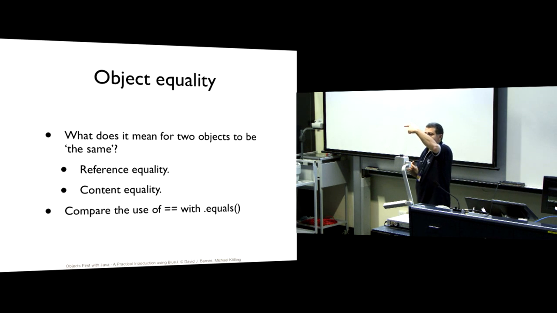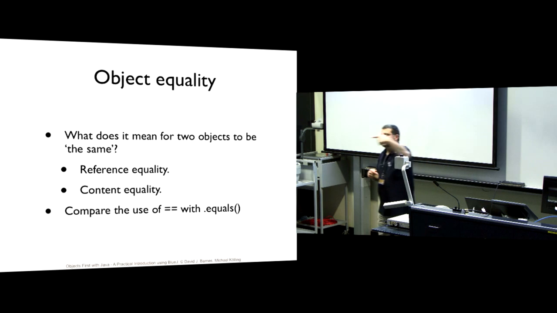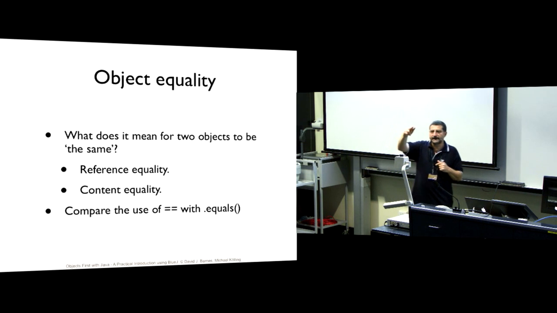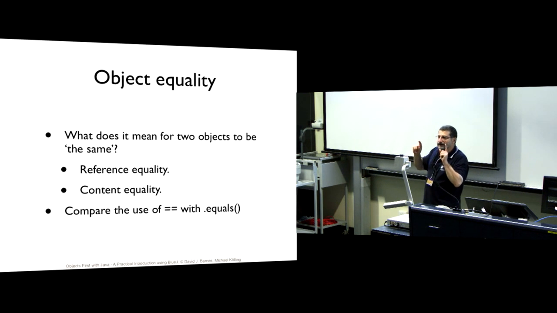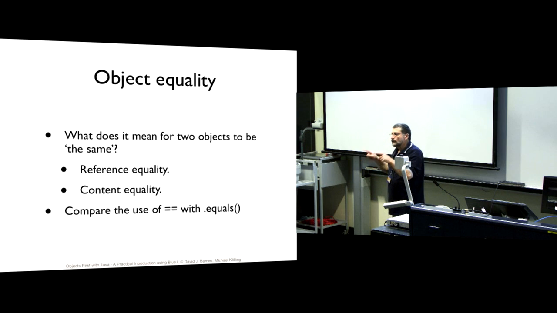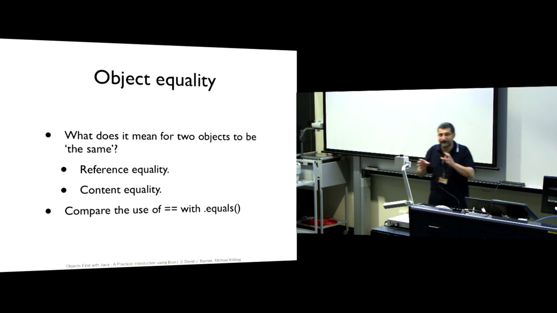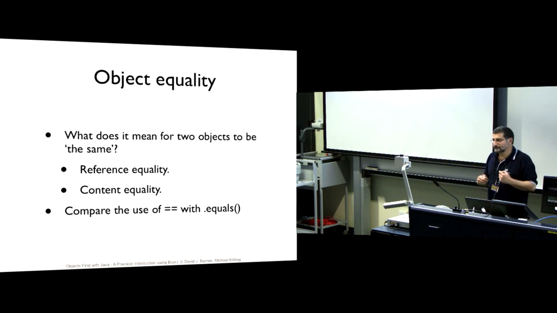It means, do they have the same title? Do they have the same artist? Do they have the same description? Do they have the same track number? So you have to go through and compare each of the fields, and if all the fields are equal, then the CDs are equal. The problem is that Java doesn't know what you mean. So we've agreed what it means for CDs to be equal, but Java doesn't know that, so you've got to tell it.